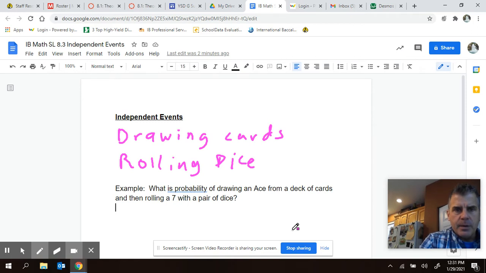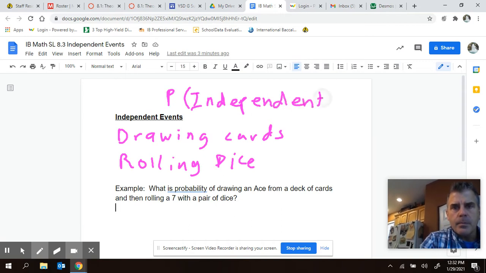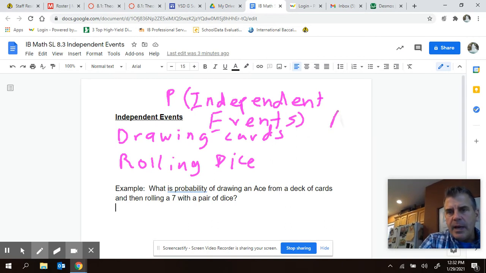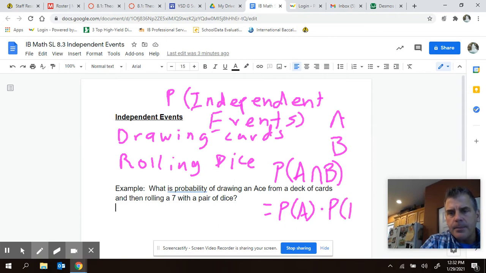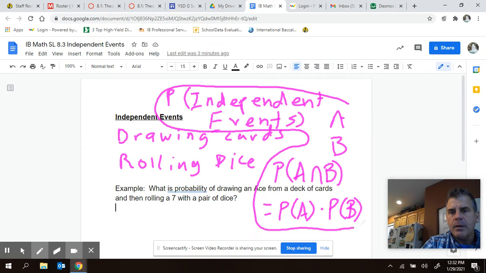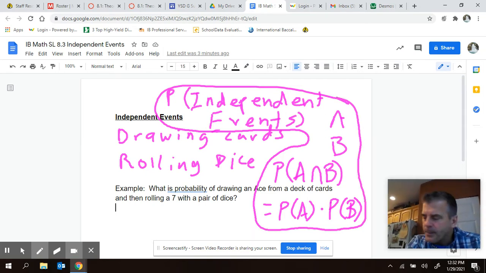So let me write this down here for you. When you have the probability of independent events, and let's say those events are A and B, then you can find the probability of A and B, which they call in the book the probability of A intersect B, or A and B. You can calculate that by taking the probability of A and multiplying it by the probability of B. Because we're dealing with independent events, the probability of those two events is calculated by multiplying the probability of A times the probability of B.